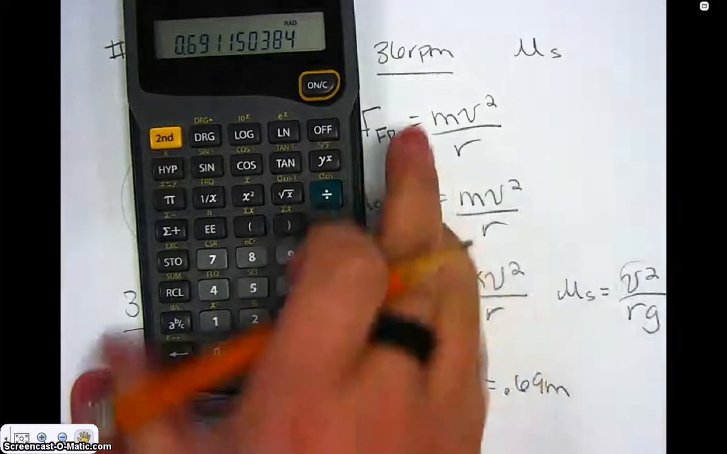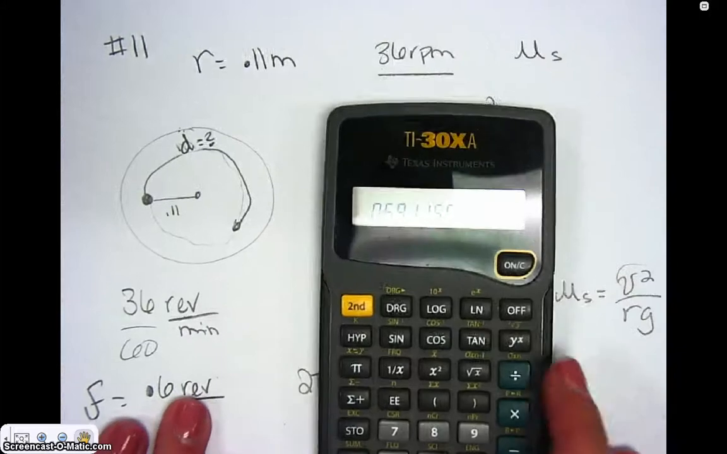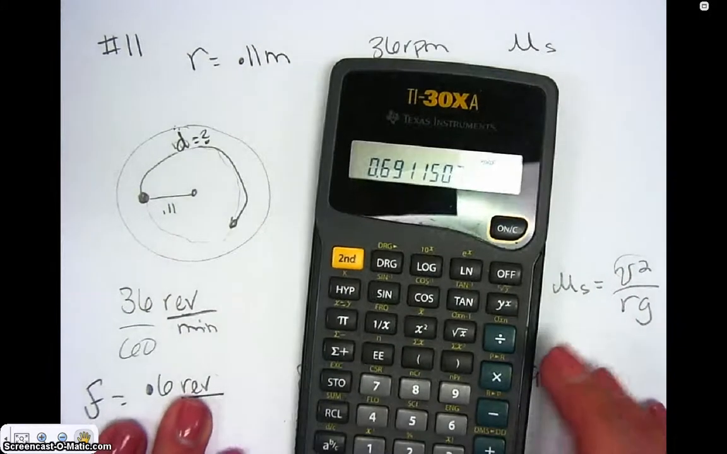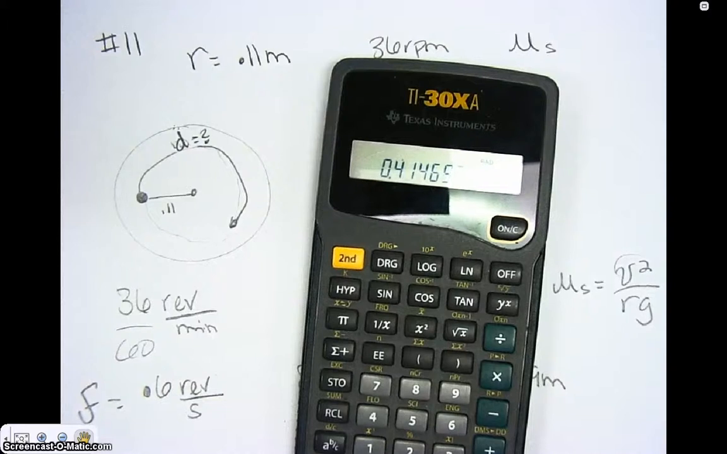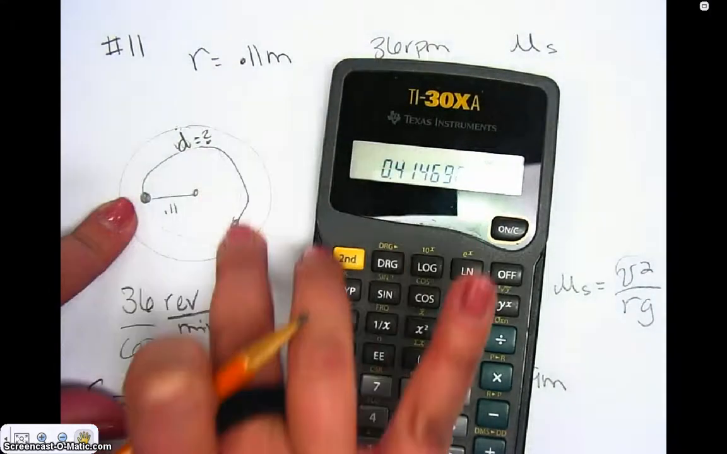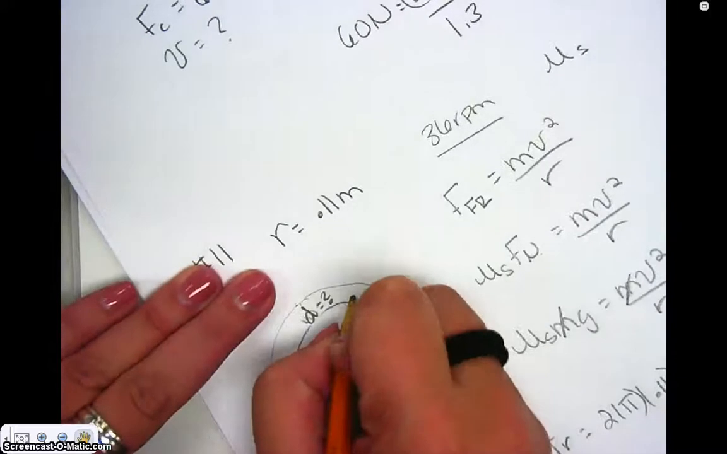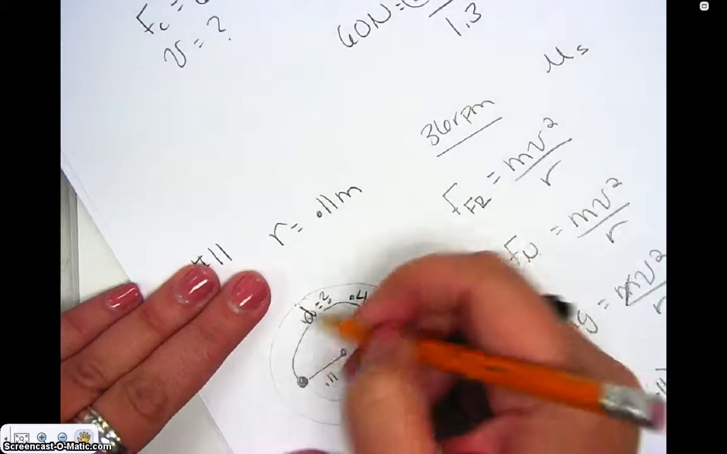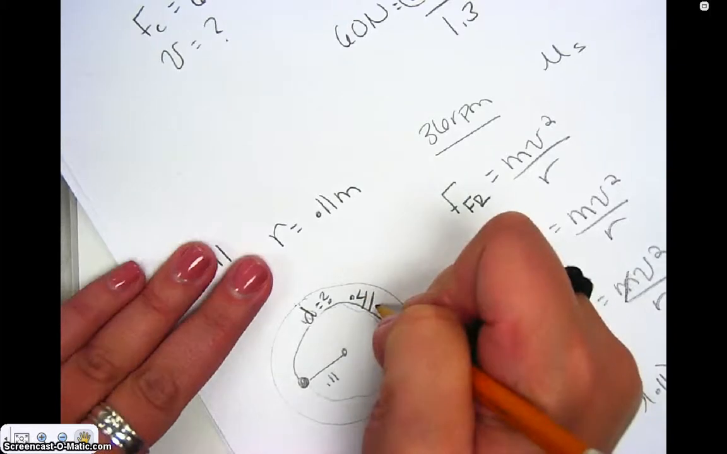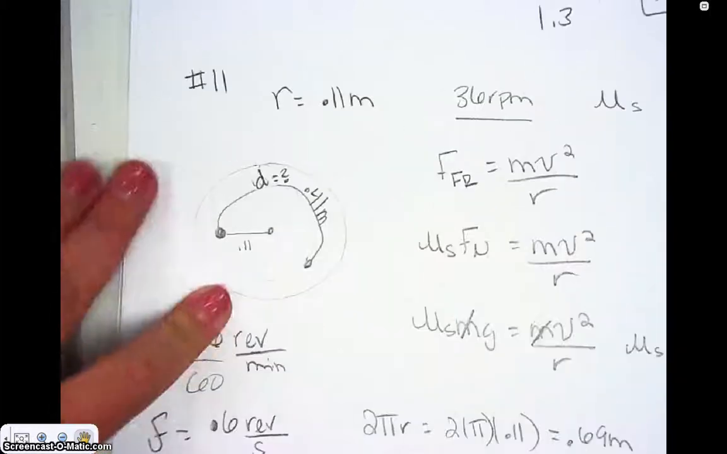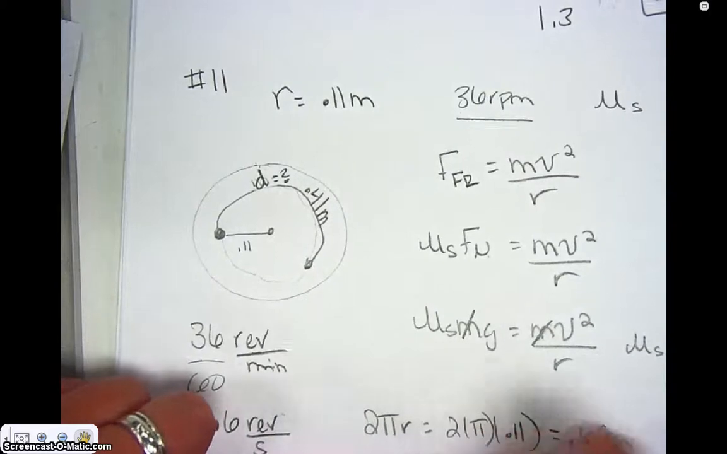Okay? However, we only want to know 6/10 of the way around, or 0.6 of the way around. So if I take 0.69 and I multiply that by 0.6, it gives me a distance from here all the way to here of 0.44, or 0.41, excuse me. So this is 0.41. And since it takes 1 second for it to go that far, then we know the velocity is actually 0.41 meters per second.